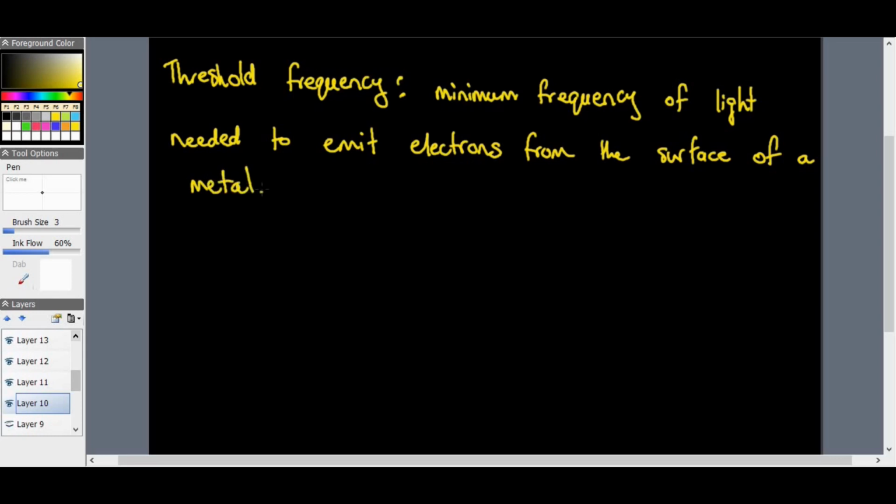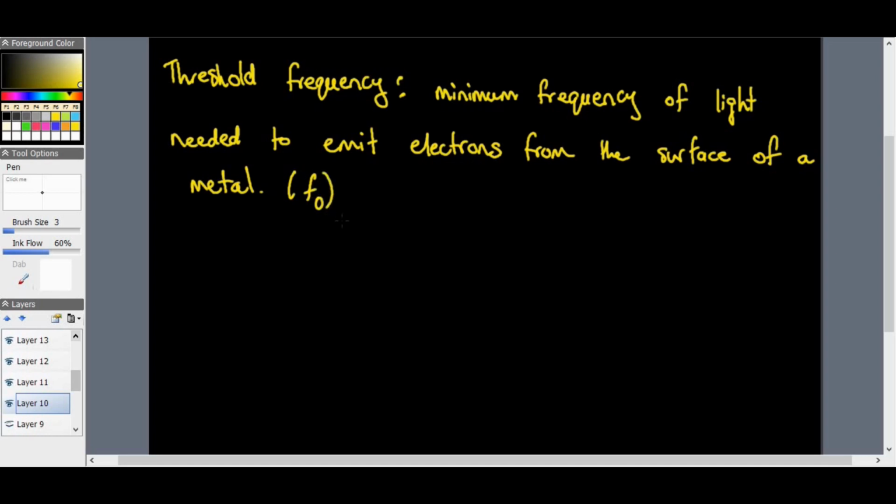So as much as we need minimum energy to do so, we also need the minimum frequency, because obviously light works with frequency. In other words, light or electromagnetic radiation that shines on a metal must have a certain minimum frequency to cause the emission of electrons from that metal. And that's called threshold frequency. Another term is called, oh, and by the way, this will be referred to as F0.